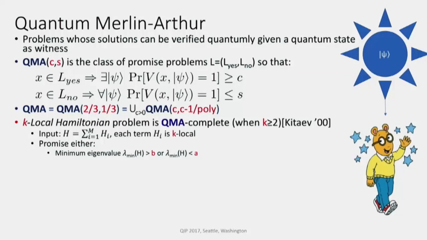And we're promised that the minimum eigenvalue of this Hamiltonian, or the so-called ground state energy, is either greater than B or less than A, where the gap B minus A is bounded by an inverse polynomial in n. n is the number of qubits that the Hamiltonian acts on. And we just have to decide which is the case. So you can think of this as estimating the ground state energy to within precision inverse polynomial in n. This is our standard prototypical QMA complete problem.